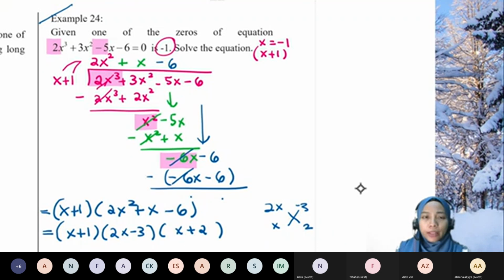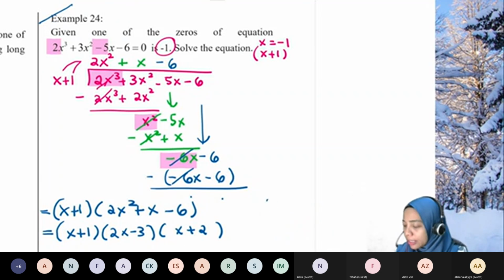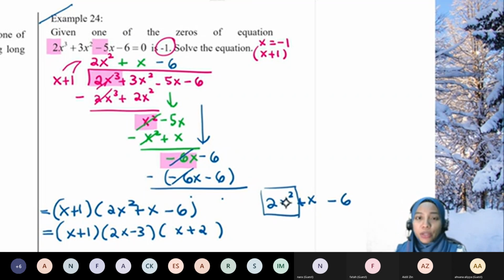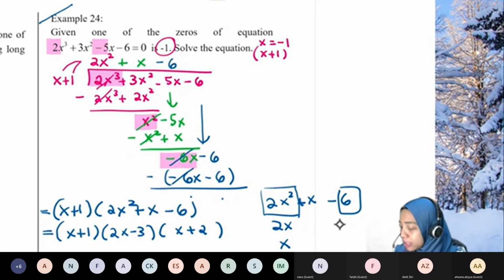Okay, cikgu nak ajar you juga macam mana nak buat darab silang 2x square plus x minus 6. Okay, you have to think of what makes 2x square. 2x times x. What makes 6? What makes 6 ada 2. 6 darab 1 pun 6. 3 darab 2 pun 6. Katalah I ambil 3 dengan 2. Tapi I tak tahu 3 ke atas ke 2 ke atas.